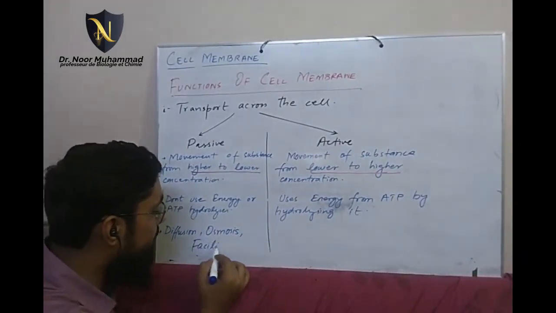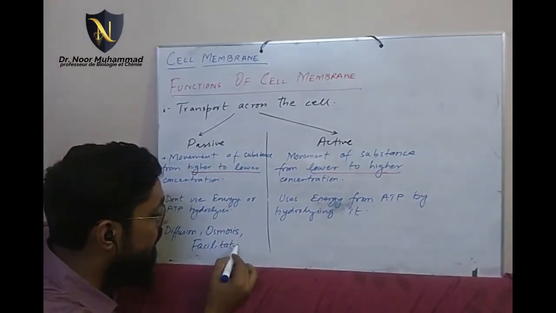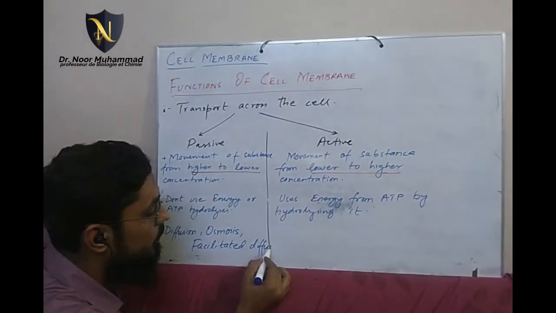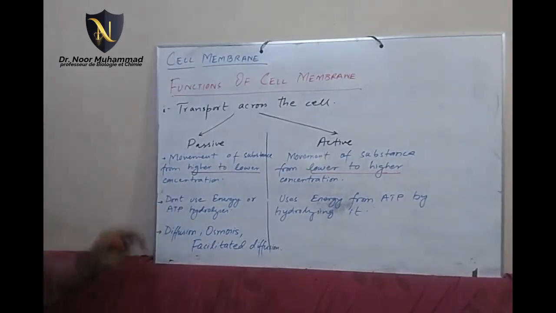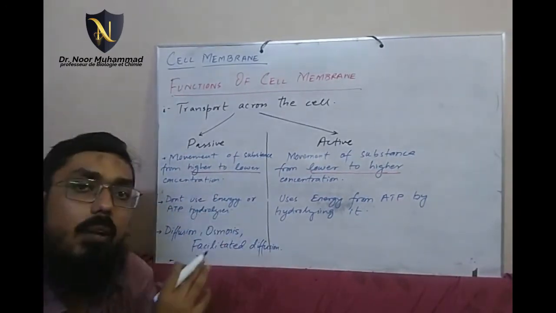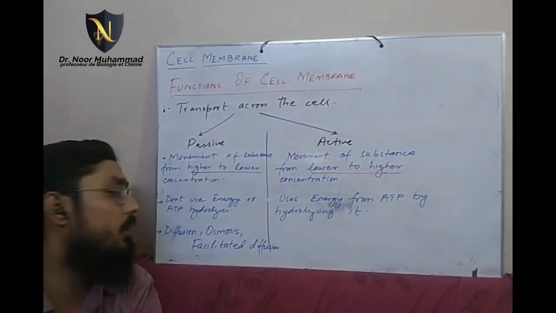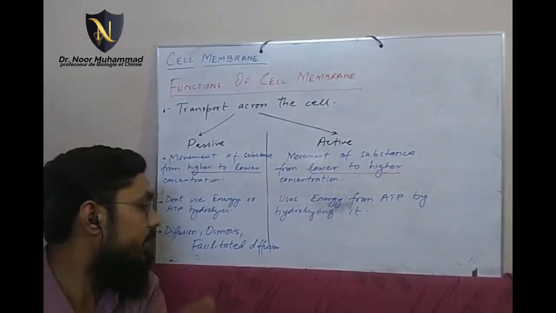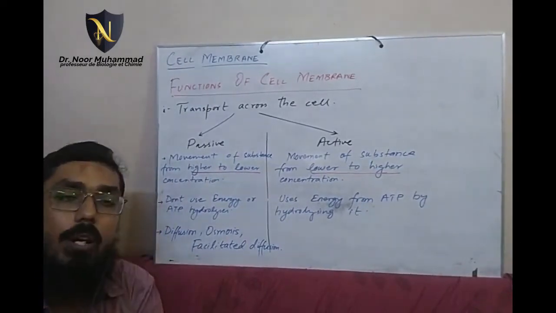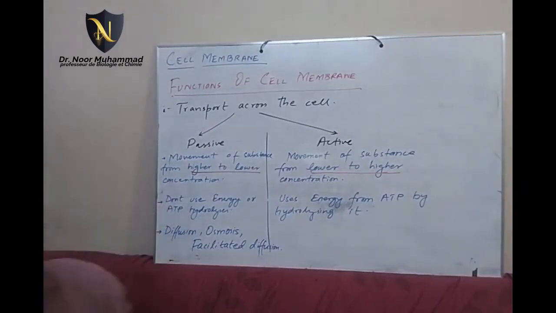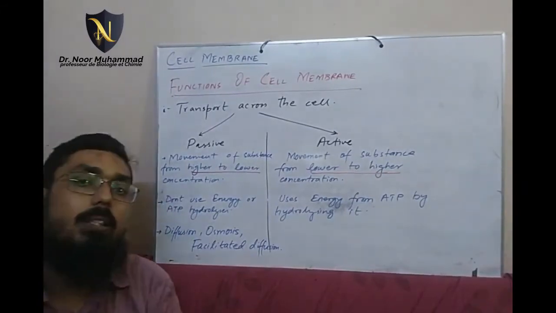इन योर ए लेवल्स, फैसिलिटेटेड डिफ्यूजन. Facilitated diffusion. So passive transport is of 3 types: diffusion, osmosis and facilitated diffusion. Diffusion, osmosis and facilitated diffusion, ये 3 तरह की पैसिव ट्रांसपोर्ट हमारे पास होती है.